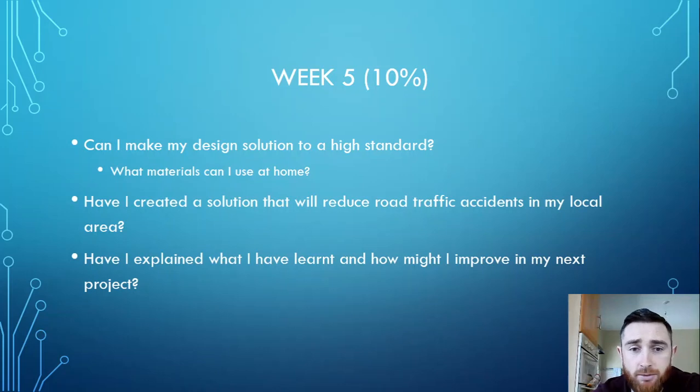Second last question, have I created a solution that will reduce road traffic accidents in my local area? So you take your model and you go and you make it in real life to full scale, full size. Would this actually help reduce the amount of accidents? If your answer to that question is yes, then you've been successful. If it's no, you have to go back and rethink your design.